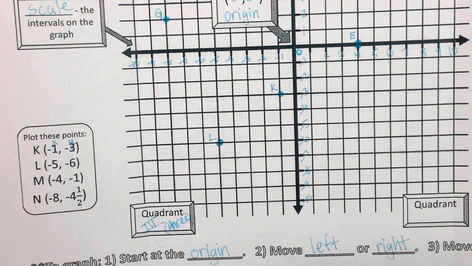All right, try letter M. After you try letter M, take a few seconds and try that, then we'll review. Remember letter M, look at the x value first, then the y value. After you move according to the x value, then you move according to the y value. Start at the origin, move left or right, move up or down.